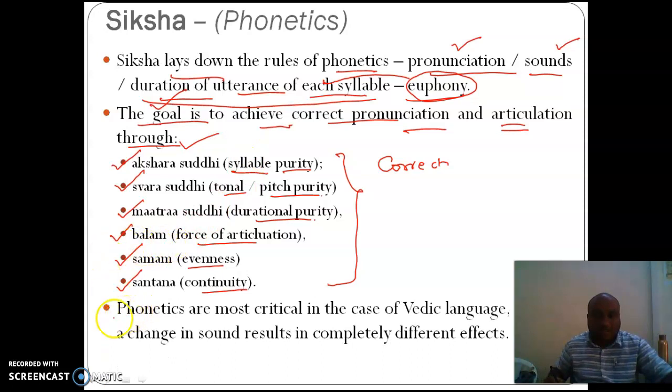Phonetics are the most critical in the case of Vedic language because a change in sound results in completely different effects, which is a very important point to note. These are the few details about Siksha.